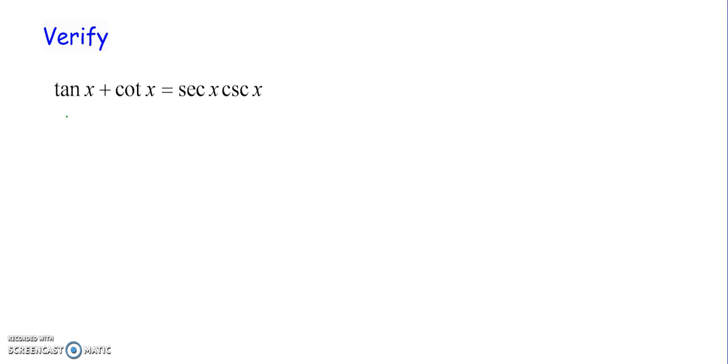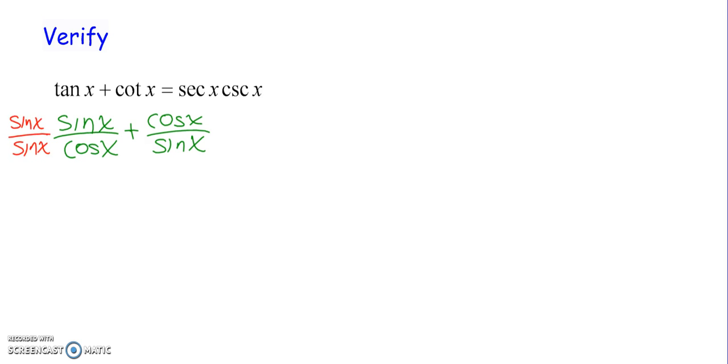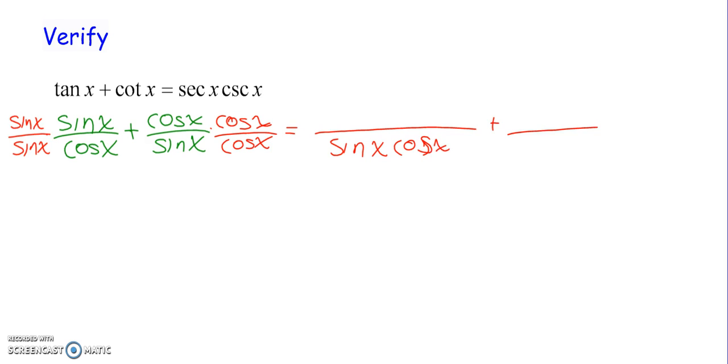And I do know tangent can be written as sine x over cosine x. And I do know that cotangent can be written as cosine x over sine x. So far so good. There's a plus in the middle. And what I'm looking to do is try to get common denominators. To get common denominators, I'm going to need to multiply this by sine x over sine x. And I'm going to need to multiply here by cosine x over cosine x. So this is going to get me that nice common denominator of sine x cosine x. And this denominator is the same, sine x cosine x. So then I'll be able to add them.